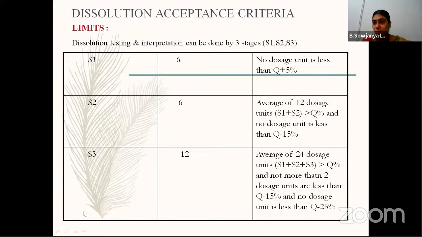Another 12 tablets are to be taken and the dissolution apparatus performed. Among the average of 24 dosage units, not more than 2 dosage units are less than Q minus 15%, that is 85%, and no dosage unit is less than 75% of the dissolution drug release pattern. If it also fails, the batch is completely rejected. So the stages are S1, S2, and S3, with a total of 24 dosage units, selected based on necessity.